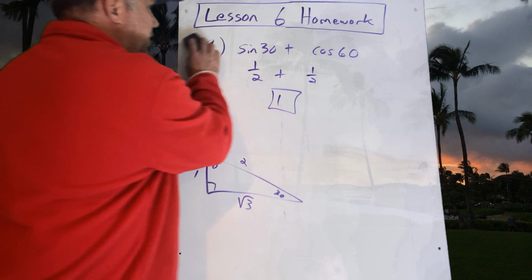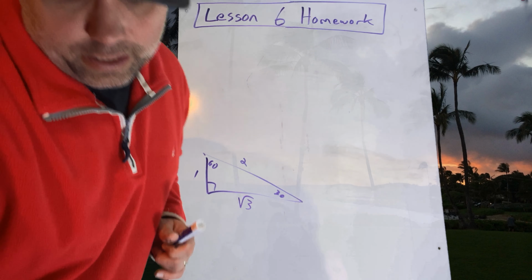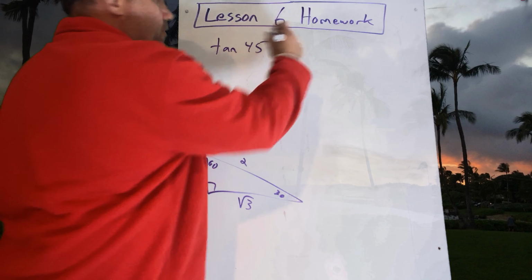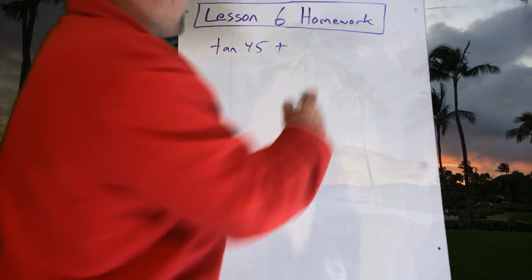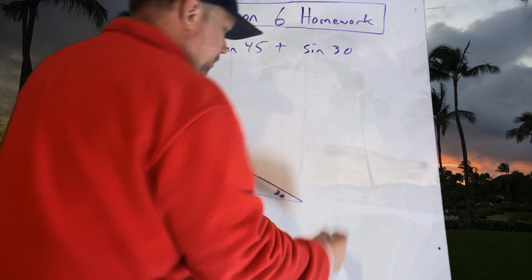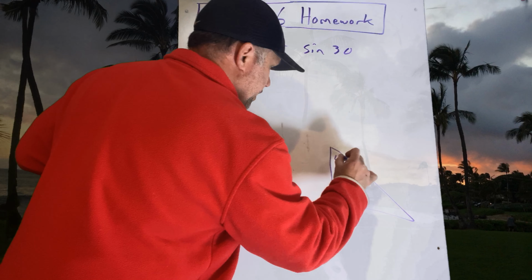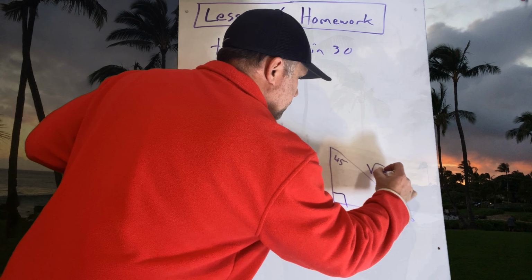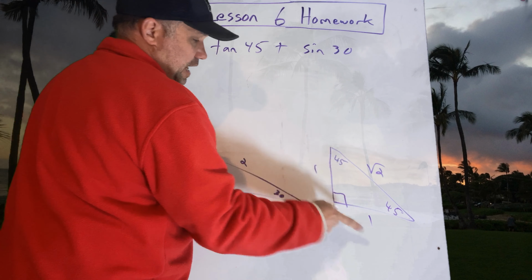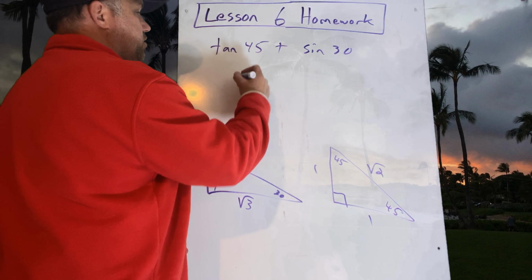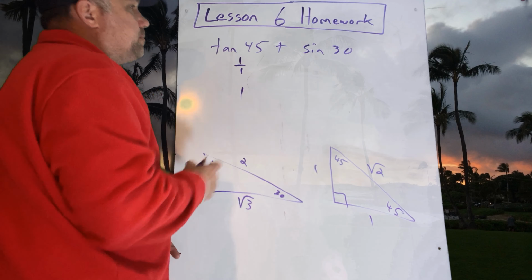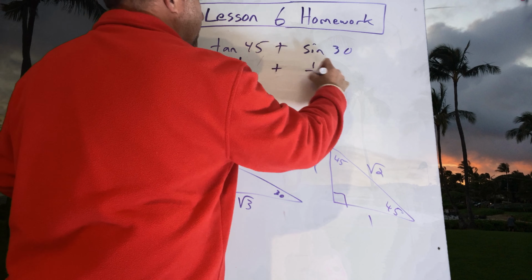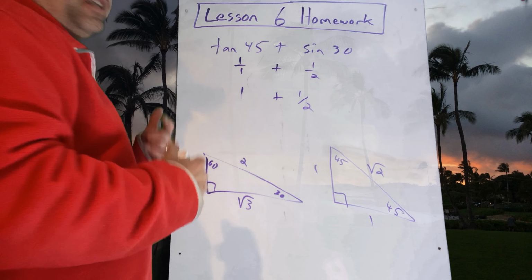All right, let me show you the next one. That's going to be number 10. The tangent of 45 plus the sine of 30. I'm going to need my 45, 45, 90 triangle this time. All right, so the tangent of 45. Tangent is opposite over adjacent. No matter which 45 you use, you get the same result, 1 over 1, which is really just 1. The sine of 30, opposite over hypotenuse, is 1/2. So 1 plus a half is 1.5.